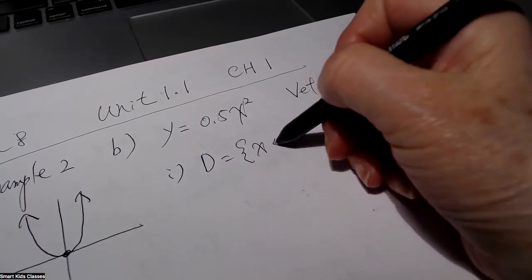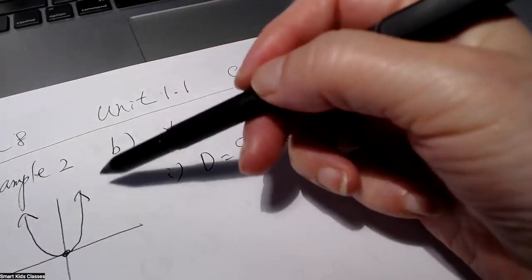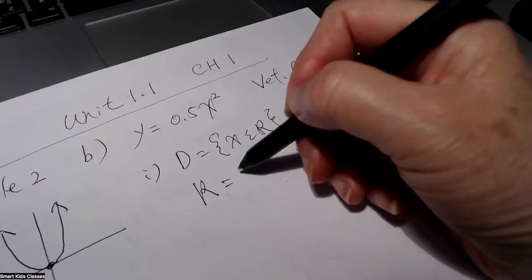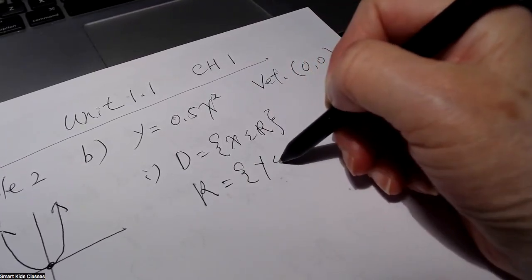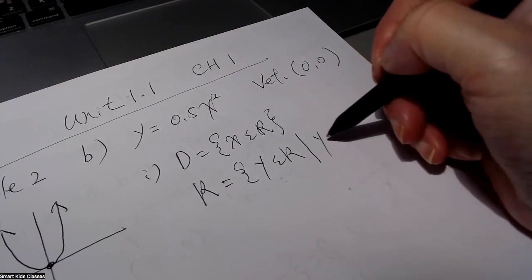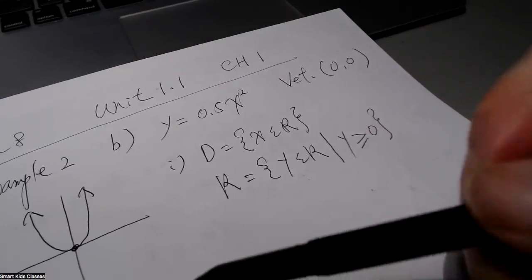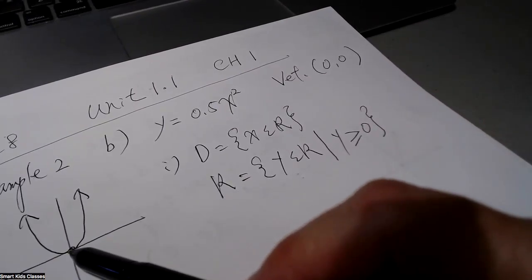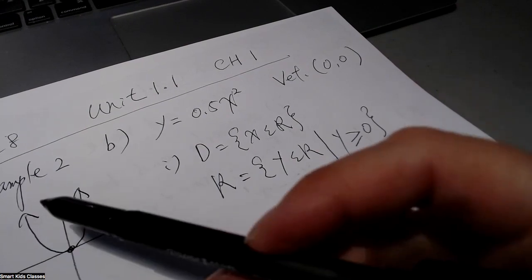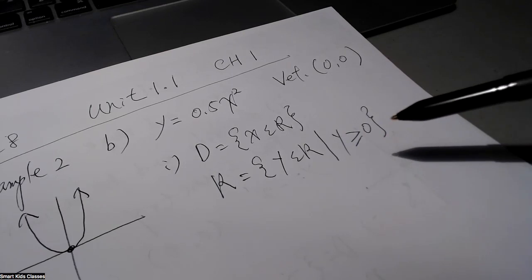So x is an element of real numbers. It has no restriction; you see the arrow grow infinitely. So how about the range? Y is an element of real numbers such that a condition holds: y is going to be larger than or equal to 0. So it has a minimum, so it is restricted. It's a positive function, opening up. So therefore y is larger than or equal to 0.